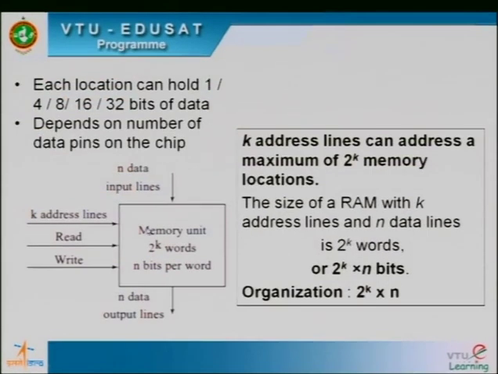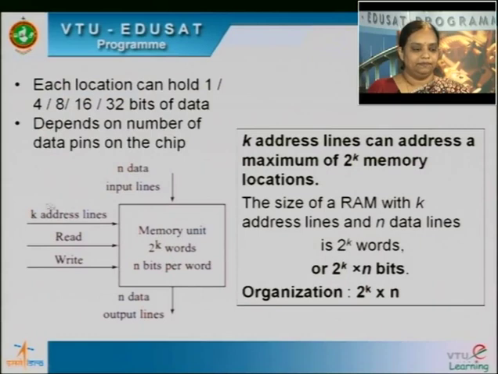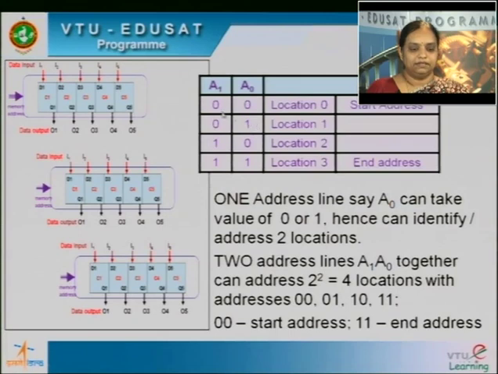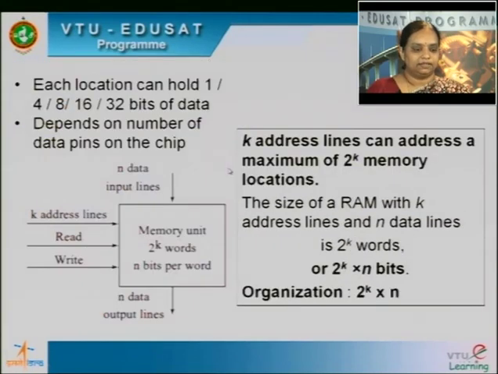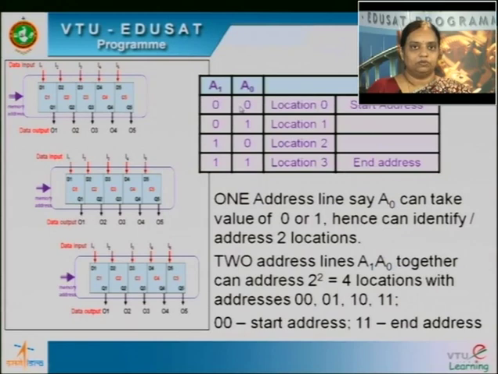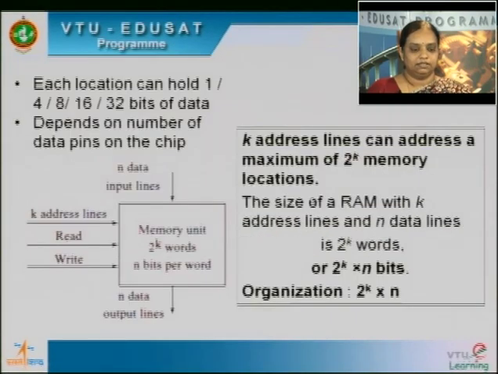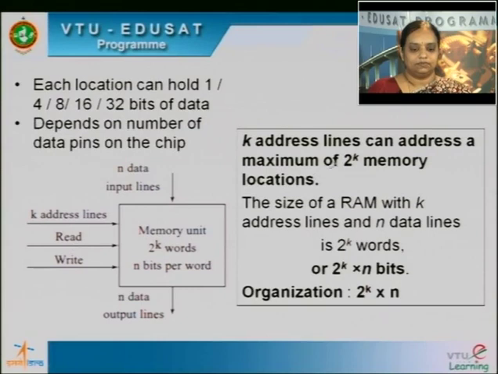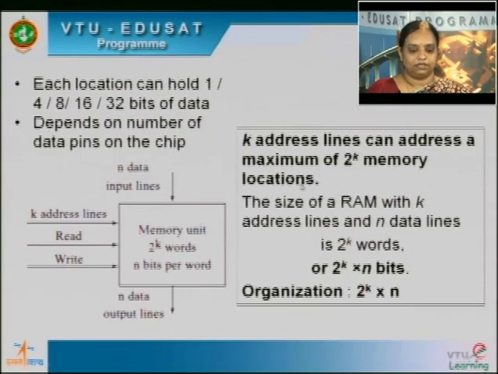So in any memory, we will be having k address lines. In the previous example here we have 2 address lines. So extending further, a memory will have k address lines. If it has k address lines, how many locations can it access? It can address 2 to the power k memory locations. As we have seen here, we have 2 address lines, so 2 to the power 2 is 4 locations.